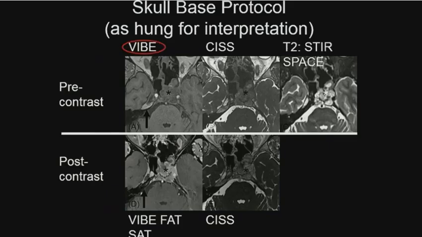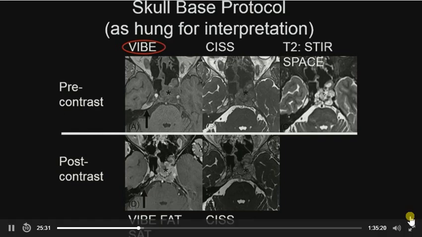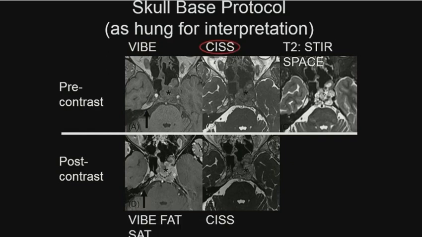Our protocol includes pre-contrast T1 weighted imaging, which is done without fat saturation for the reasons that Dr. Hudgens mentioned. And here we have CISS imaging, which is a steady-state free precession sequence, which has mixed weighting. And then we use T2 STIR SPACE imaging. After contrast, we do post-contrast 3D T1 high-resolution imaging with fat saturation now to increase the conspicuity of enhancement. And we do post-contrast CISS imaging as well.